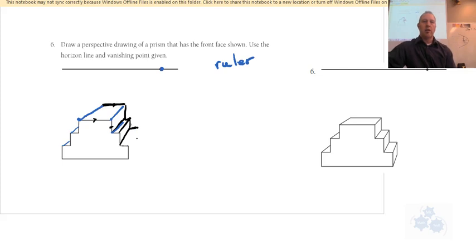Okay? So anyway, once you have your ruler, once you connect all of your corners, okay, then your perspective drawing should look something like this right here. Okay? And it doesn't matter how deep you make it look. Just pick all the corners. Do all the corners. And just make sure you've done all of them. I just kind of skipped a few there. Okay? So that's perspective drawing. Any questions about that?